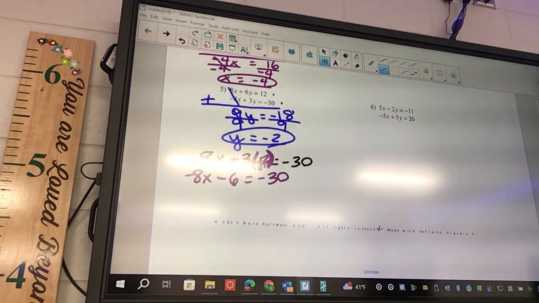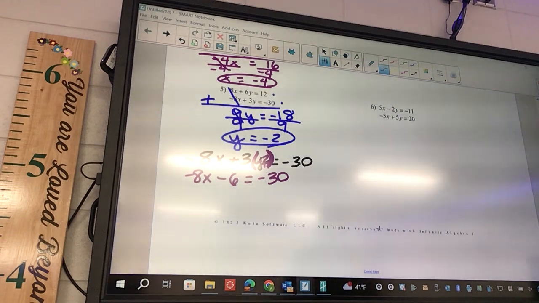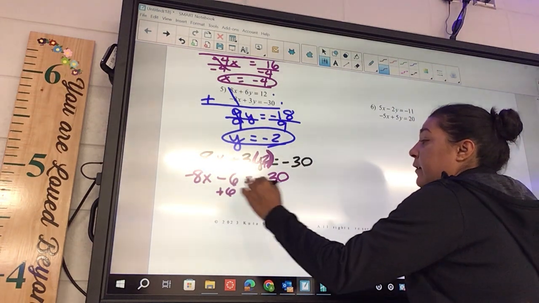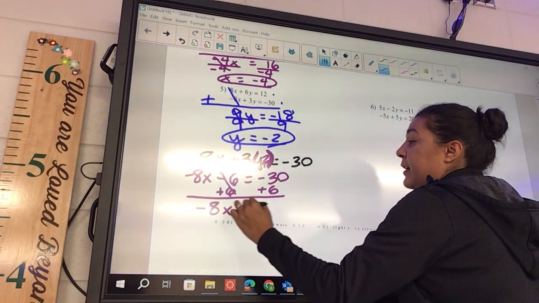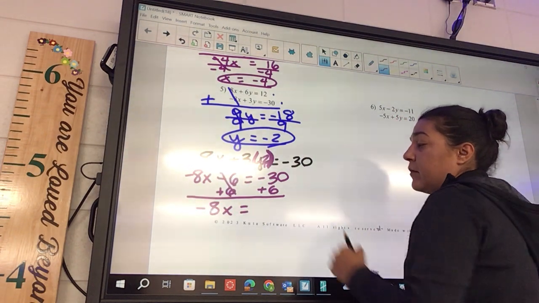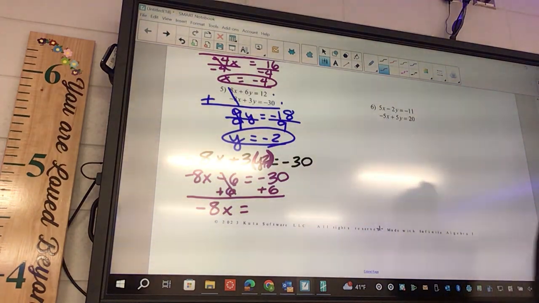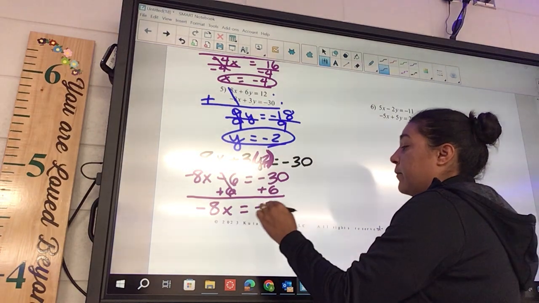Okay, and then again, what needs done first? Add 6 to both sides. So we're going to say plus 6, plus 6. So I got negative 8x equals, what is negative 30 plus 6? Negative 24.